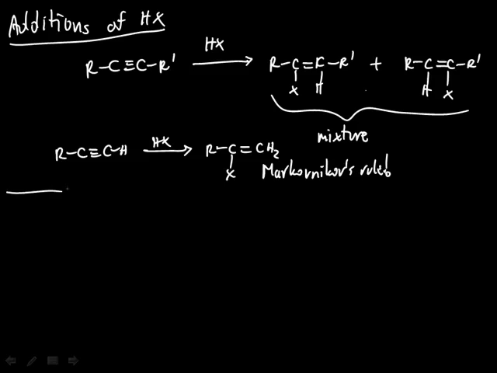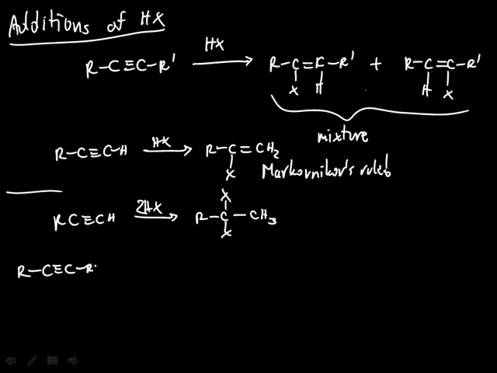We can often add the second molecule of HX, and in those cases, the second molecule is typically added in the same orientation as the first one. So if we have terminal alkynes, then we will end up with something like this. So, geminal dihalide.